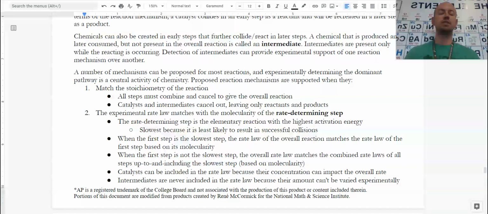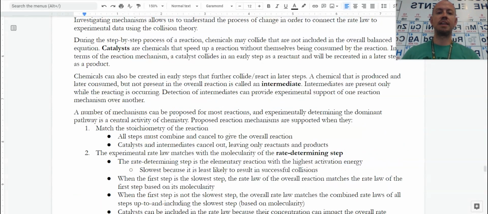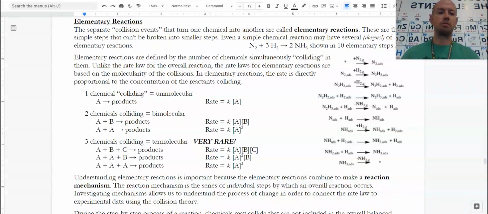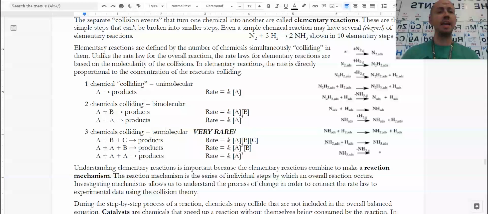So for a mechanism to be correct, or at least to be supported, first of all, they have to match the reactants that we're talking about. So when I put all my reactions together and cancel them out and combine them, they give me the overall reaction. We could cross out N2H2s and NHs and NH2s and all of those and see, this one's a little sloppy, but we'll see it later, how it does add up to this reaction. The intermediates would cancel out, the catalysts would cancel out, and our total reactants would add up to our total products.